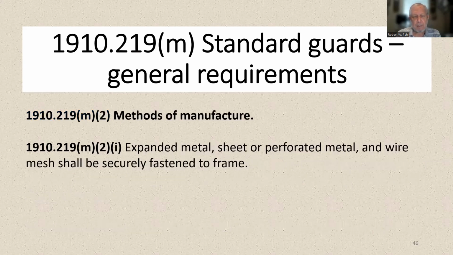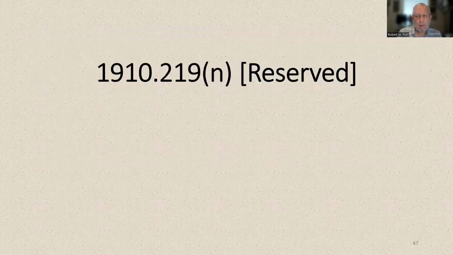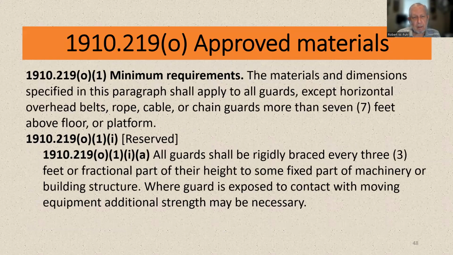Methods of manufacture: expanded metal, sheet or perforated metal, and wire mesh shall be securely fastened to the frame. We talked about fastening guards before. And there's one you don't have to worry about because it's reserved. I guess it's shy. Approved materials, minimum requirements. The materials and dimensions specified in this paragraph shall apply to all guards except horizontal overhead belts, rope, cable, or chain guards more than 7 feet above the floor platform.